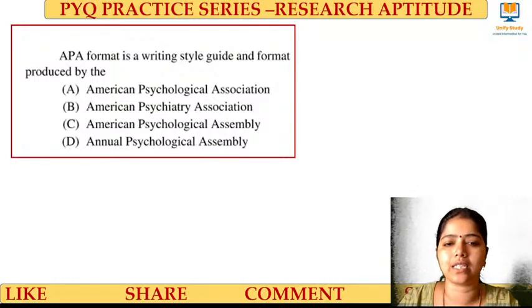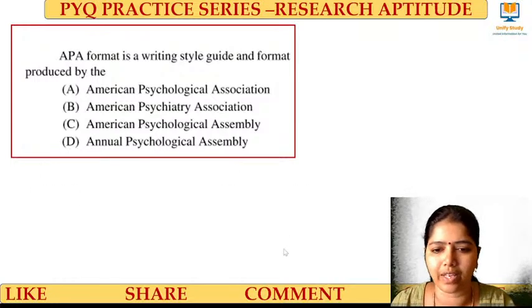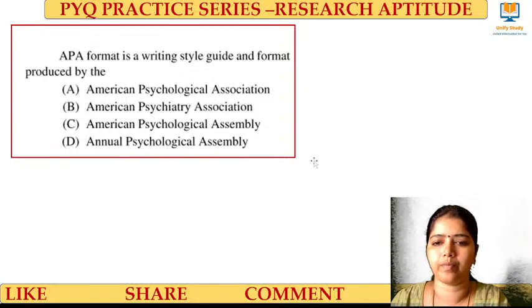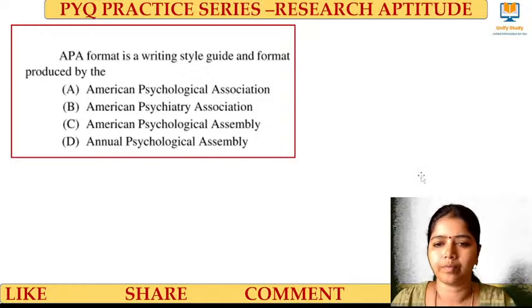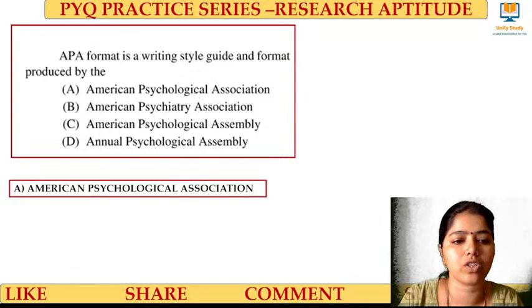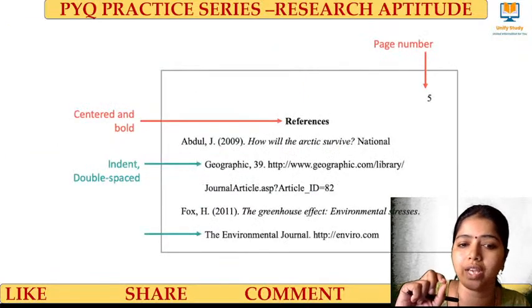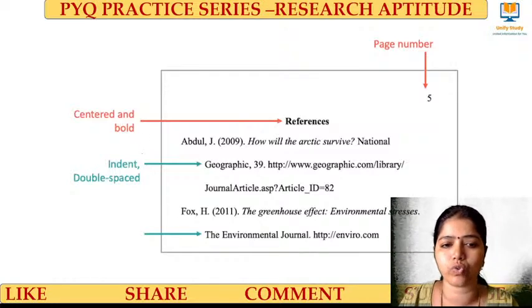So now we'll go with the answer. The right answer for this question is APA. Option A is the right answer. The right answer is option A, American Psychological Association. And this is the format that we use to refer, the APA, right? APA referencing we used to do in this way.